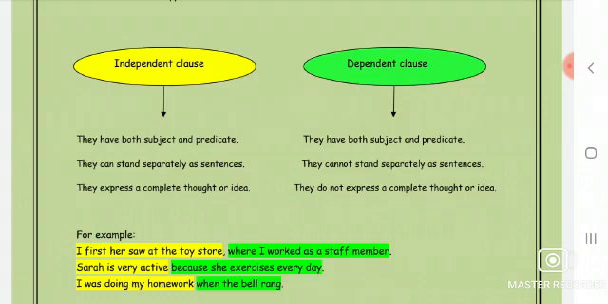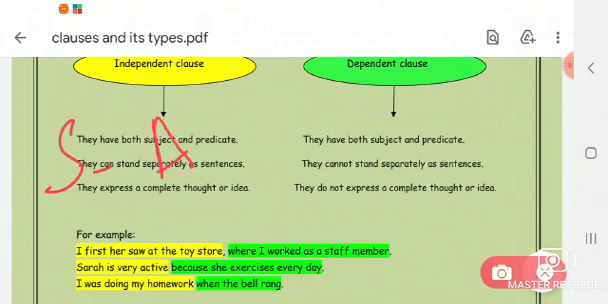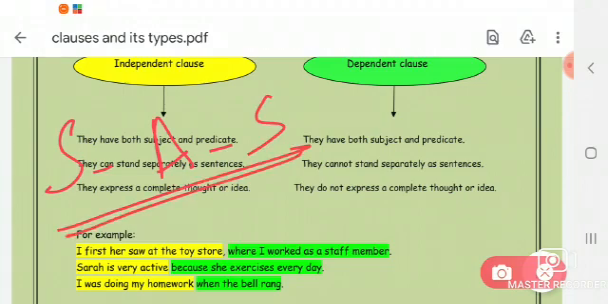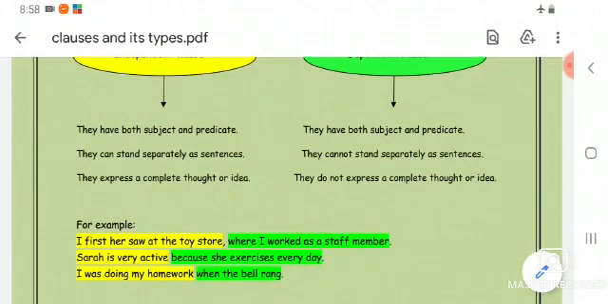It can stand alone as a complete sentence in itself because it has a subject which conveys the information about what the sentence is. Then it has action or predicate which gives information on what the subject is doing. Then it conveys a complete thought, that is, it gives information on what is happening in the sentence. So all these things which are present in an independent clause make it complete.